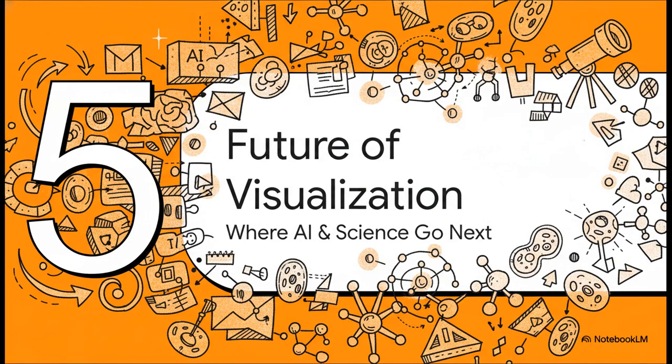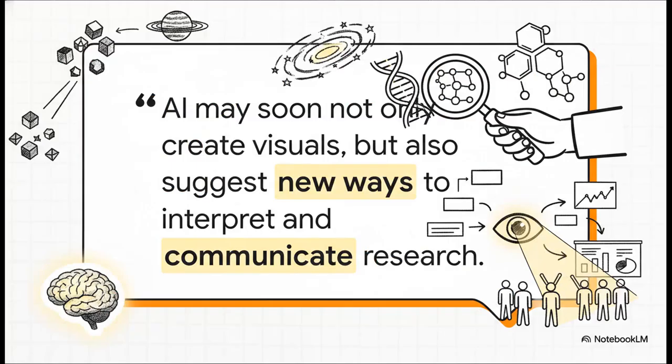All right, let's wrap things up by looking ahead, because this technology is moving at an absolutely incredible pace. So for our final section, let's explore the future of visualization and try to imagine where AI is going to take science next. I love this quote because it really captures the bigger picture here. We're moving beyond just using AI as a tool to make things. The next real frontier is AI as a partner in interpretation. Imagine an AI that doesn't just plot your data, but actually suggests new ways to visualize it, ways that might reveal insights you hadn't even thought of. And that's how we make complex science more accessible to absolutely everyone.